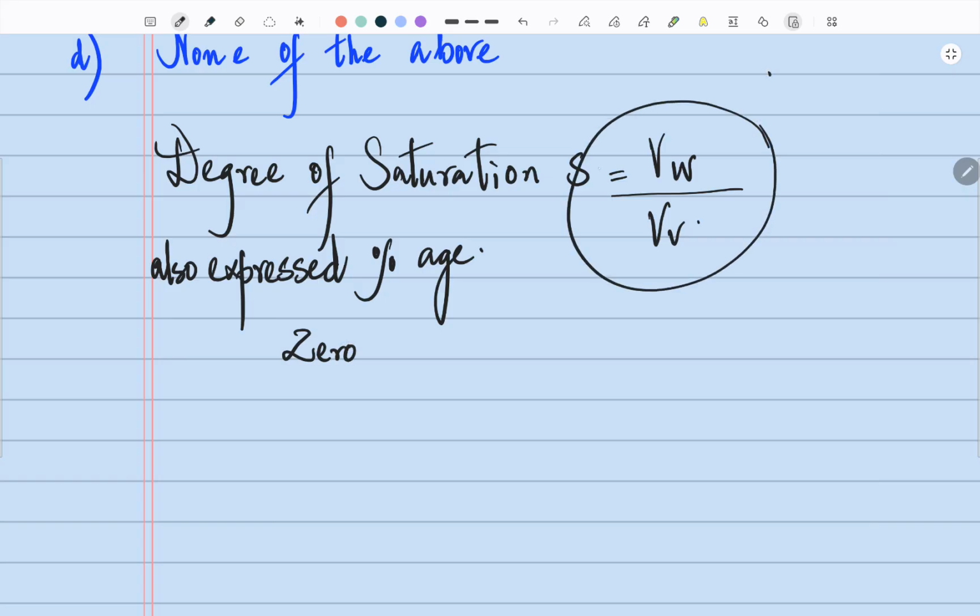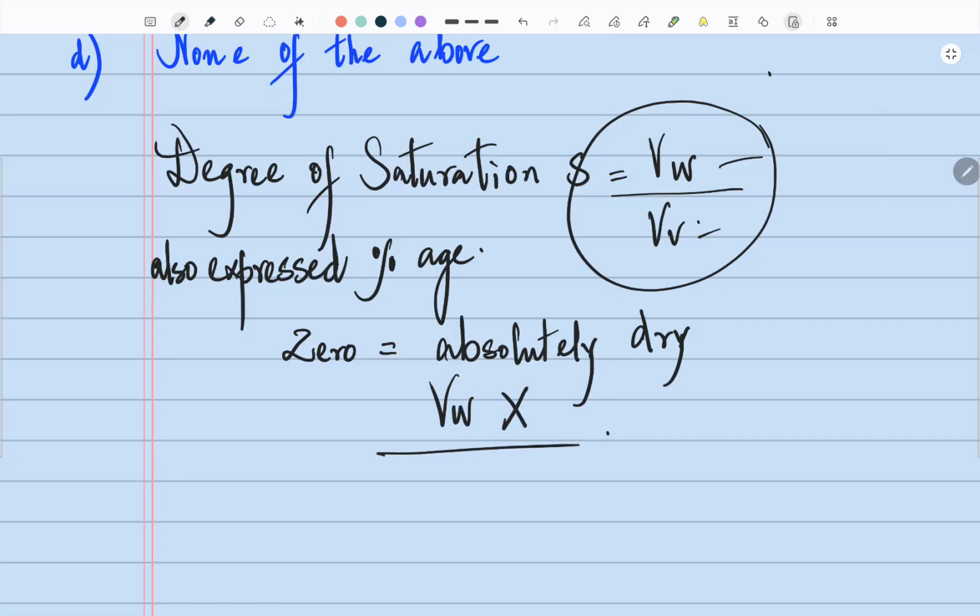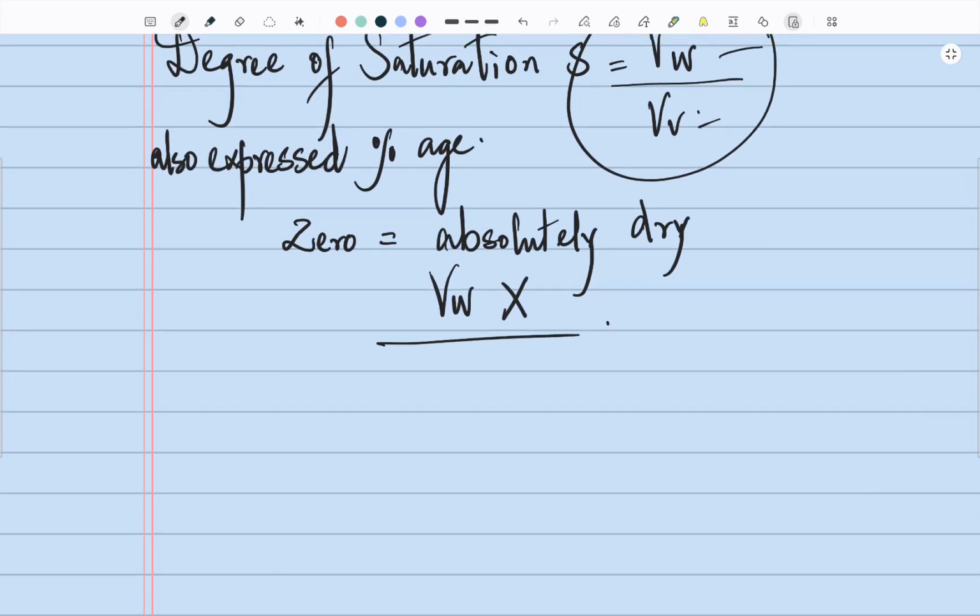This is the ratio, volume of water to the volume of voids. When shall it become 0? It will become 0 when the soil is absolutely dry. When the soil mass is absolutely dry, volume of water is nil in the voids, so it becomes 0. Degree of saturation becomes 0 when the soil is absolutely dry, and since we express it as a percentage, it will become 100% when the soil is fully saturated. That means entire voids are filled with water. There is no air phase.